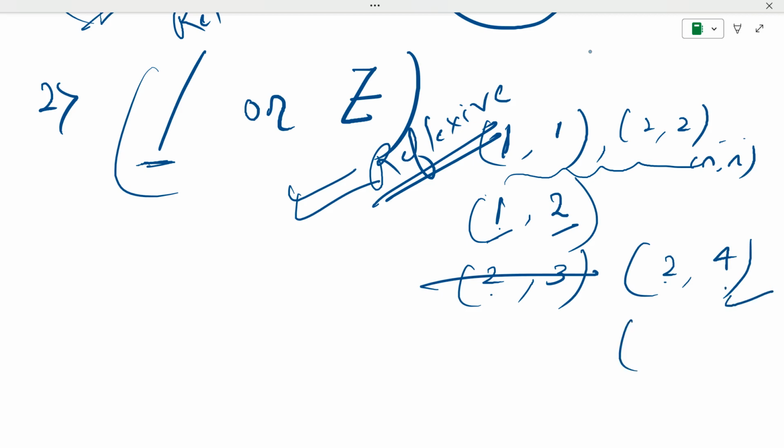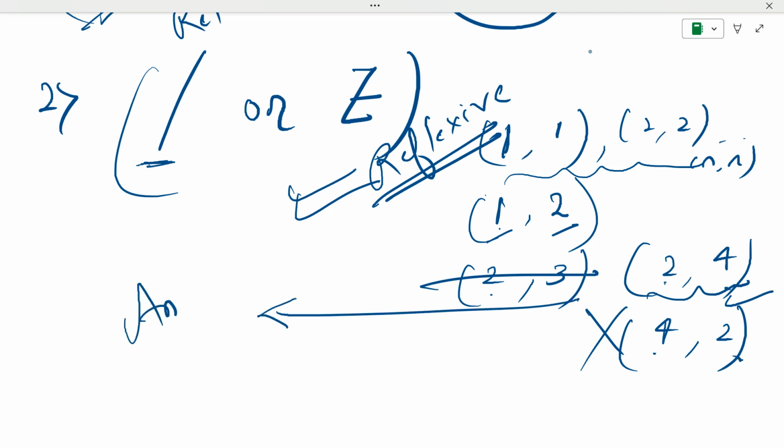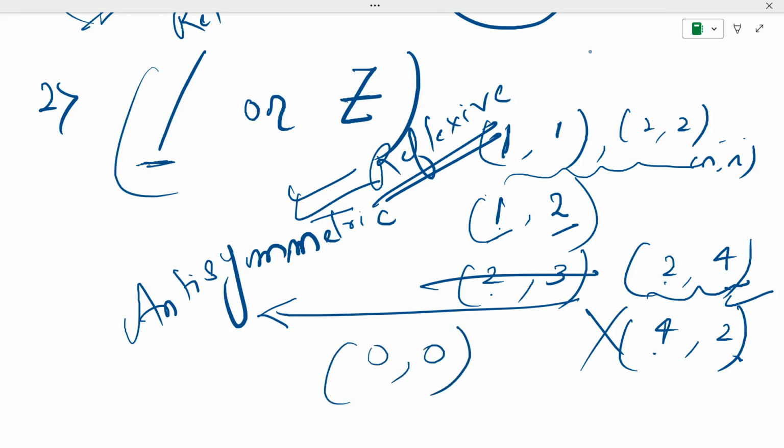Can we say something like (4,2)? If (2,4) is there, (4,2) will not be there, because 2 divides 4, but 4 does not divide 2. That is how the antisymmetric condition is satisfied here. But since it is on Z, it can be 0 also. So if we define (0,0), 0 divides 0, is it allowed?